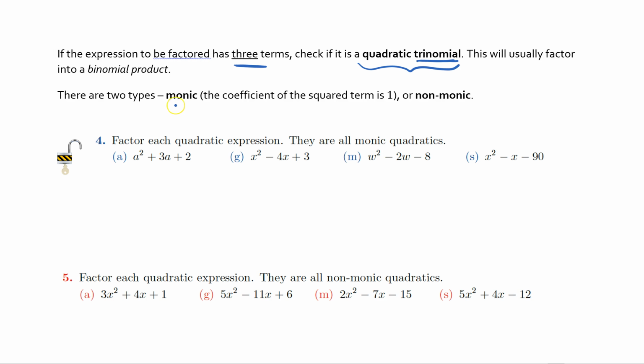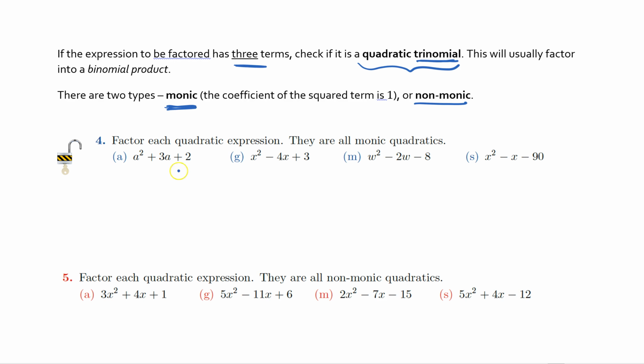Now, there are two types of these, so there's a lot of language associated with this, which is something else that you need to have very clear in your head, so that we can talk maths rather than have to pack imprecise language around it. So the two types are monic, where the coefficient of the squared term is 1, or non-monic, where it's obviously not 1. And the monic type are the easiest to solve.